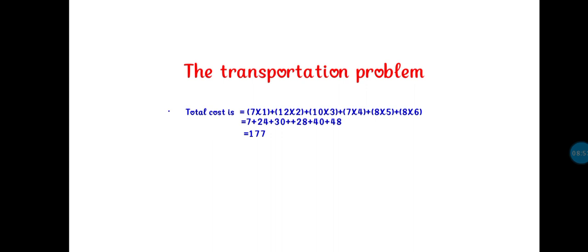Finally, we are going to find the minimum total cost of the given problem. Here the values are written: 7 into 1 plus 12 into 2 plus 10 into 3 plus 7 into 4 plus 8 into 5 plus 8 into 6. These are the allocated values and at the same time the cell values. Multiplying these two values and adding them, we get the final answer. Our final answer is 177.